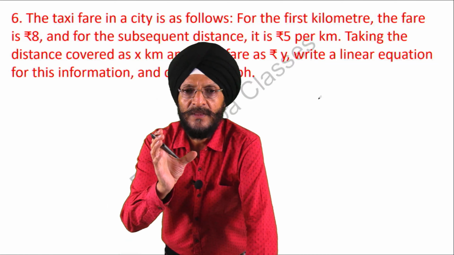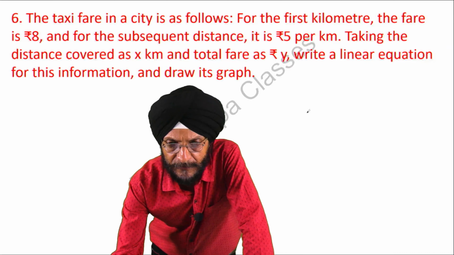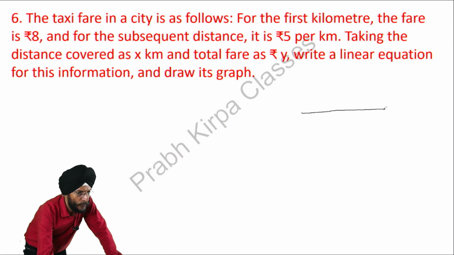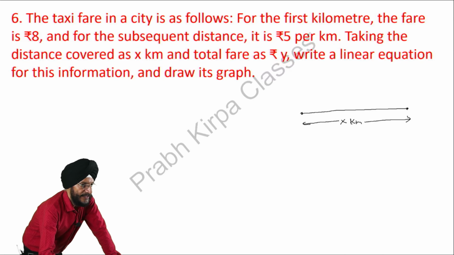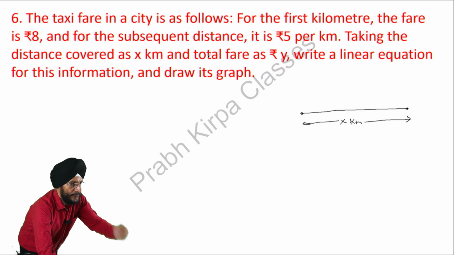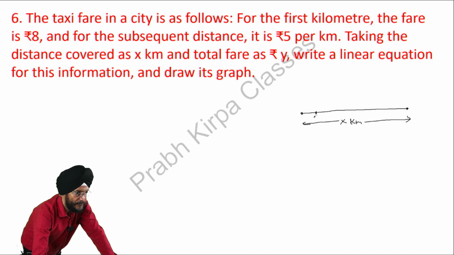We will understand this question with the help of a picture. Let us see what happens. Suppose this is the total distance from here to here. It is x kilometer. Now, what is next given? Fare for the first kilometer is rupees 8. Suppose this is the first kilometer, 1 kilometer.